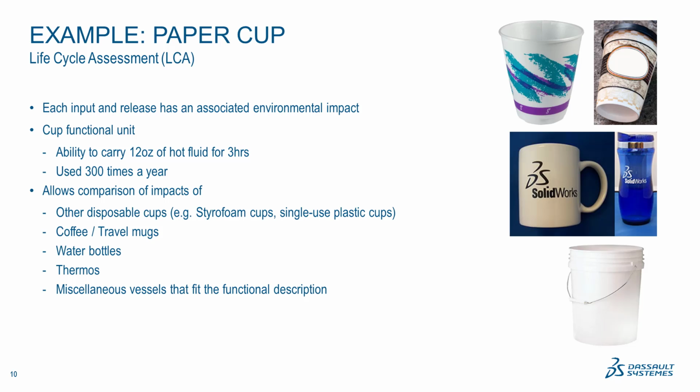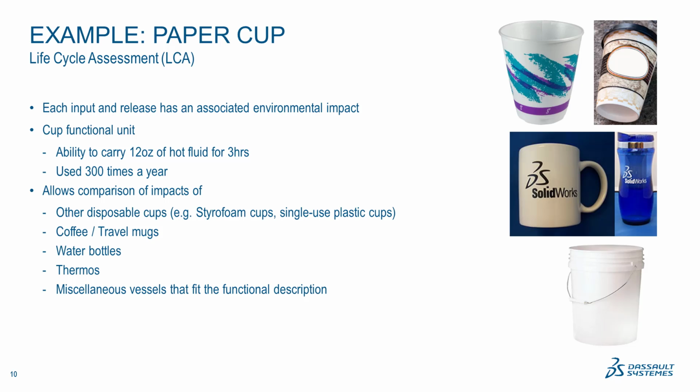In order to do that, we need to talk about the concept of a functional unit. And so the functional unit is the thing that makes these seemingly different products similar. So in this example, we're considering a styrofoam cup, a paper cup, a ceramic mug, a plastic tumbler. All of these we're considering to be similar. And in order to truly make them similar, we would need to define the functional unit. In this example, the functional unit is the ability to carry 12 ounces of hot fluid for 3 hours, 300 times a year. So we're going to consider one person's use of these containers for 1 year.